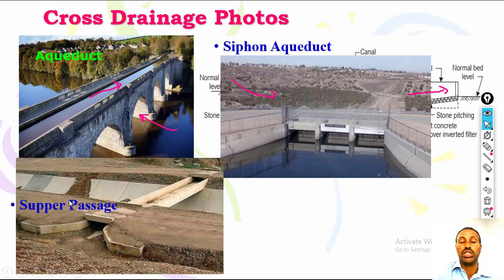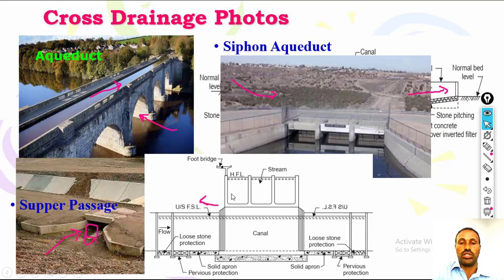And super passage, you can see sometimes the canal may be below. So this is canal below the drainage. So this is the canal, but the flood is this one. So you have flood discharge above the canal. So sometimes you may construct super passage. So you can see, this is super passage. So we have flood here, highest flood level, and canal is going under the drainage.